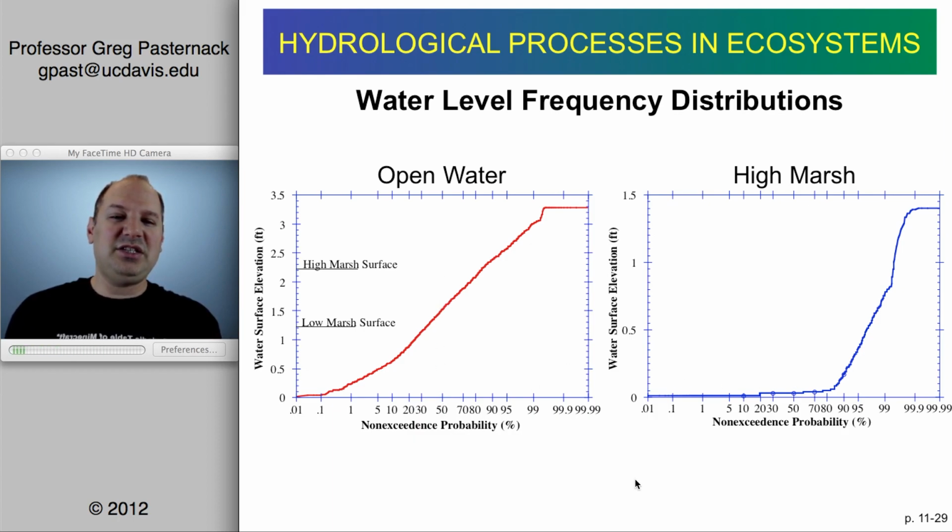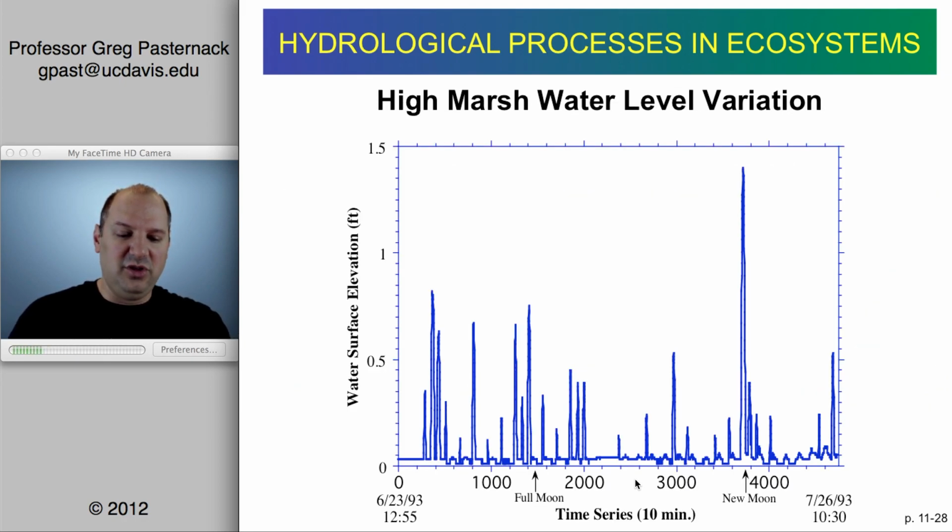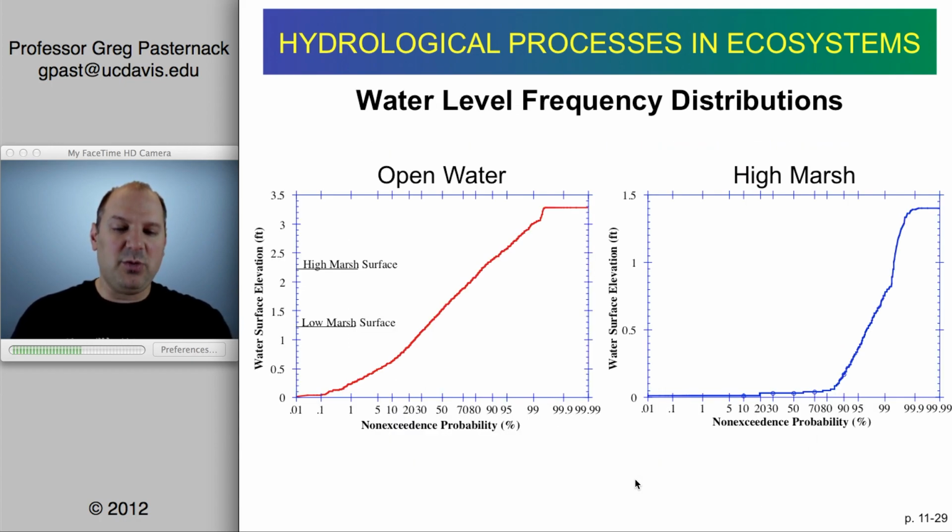So this kind of plot is a very compact, convenient way of looking at the totality of water levels that occur, different from looking at the time series. You can get the same idea from a time series, but this is much more of a head-to-head comparison of the totality of the occurrences of different water levels.